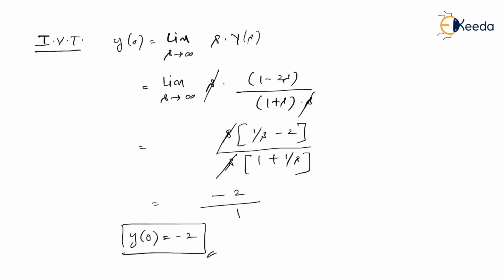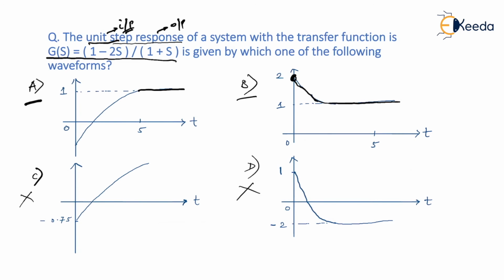I hope you got the answer. So the initial value is minus 2. Look at the options. Again, we don't have to go for option C and option D for sure. Look at option A and option B. Option B is starting with positive 2. And in option A, the negative value is not mentioned, but definitely it is a negative value because this is below 0. So of course this has to be minus 2 only, and therefore option A is the correct option, right?